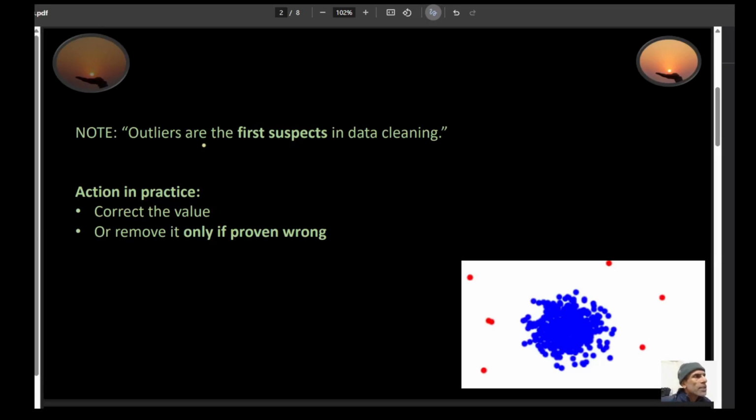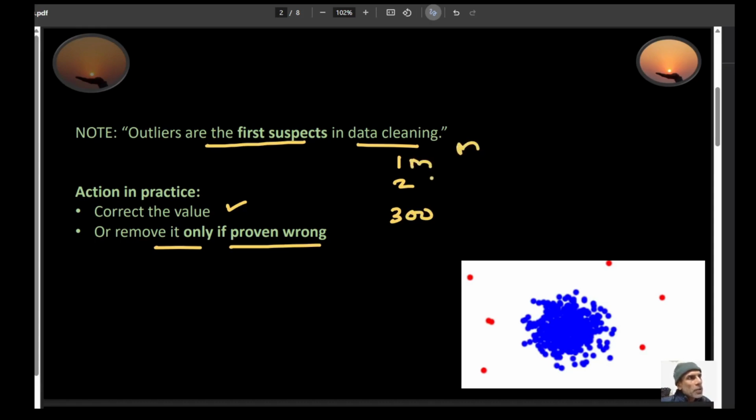So outliers are your first suspect in data cleaning. The action you take is to correct the value or remove it if proven wrong. Let's say you have data 1, 2, and then all of a sudden you come across the value 300. You know there is no way the value can be 300, and you know all the units are meters right here. So this is 1 meter, this is 2 meters, and then somebody wrote 300 meters.